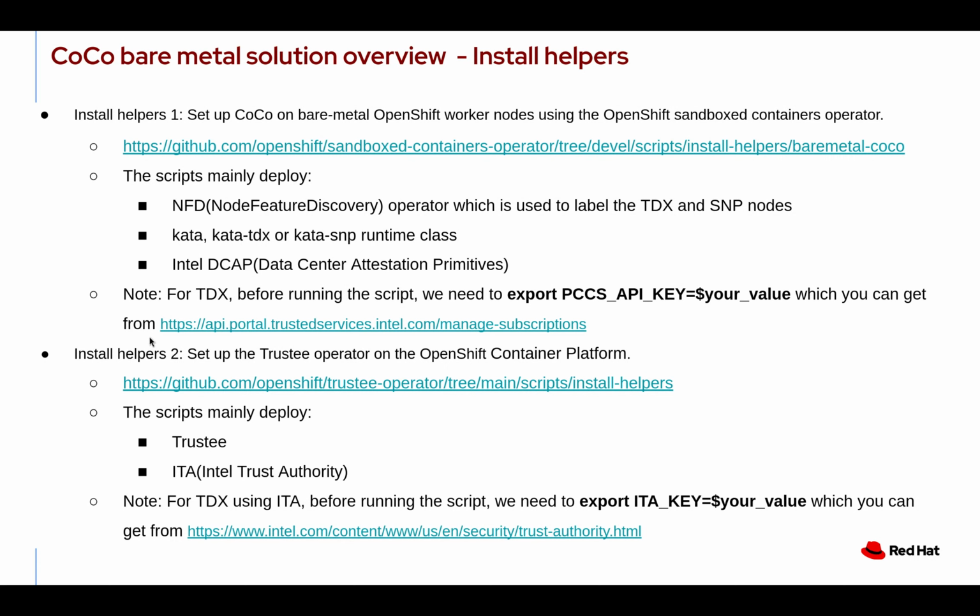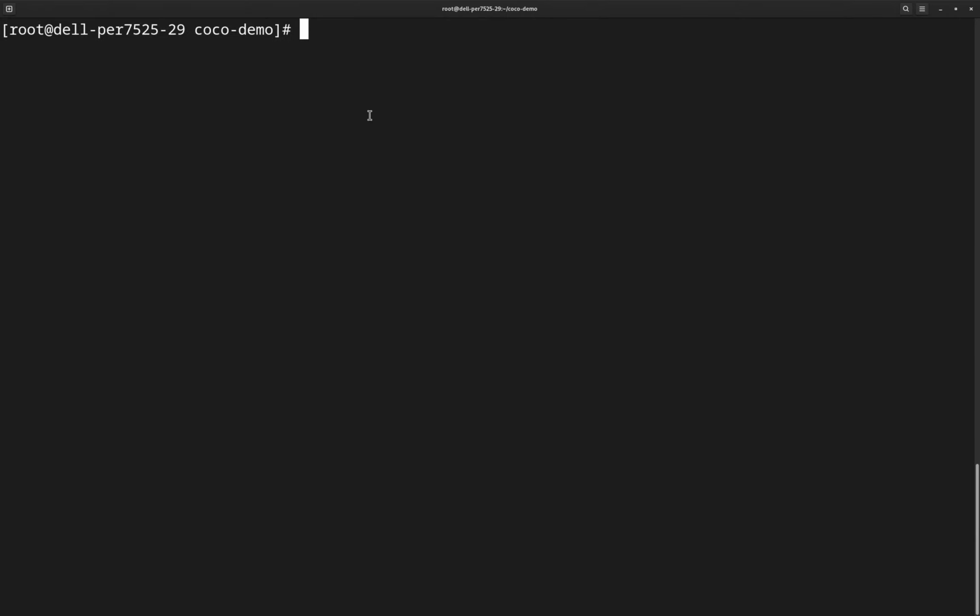Here is a note: in today's demo, we will deploy the ITA on the TDX server. So when we run these two scripts, we need to export two environment variables first. One is the PCCS API key, and the other is the ITA key. We can get these values from these Intel links. Now let's export the config.